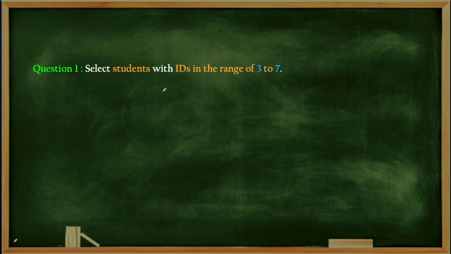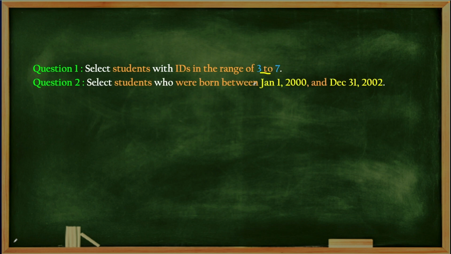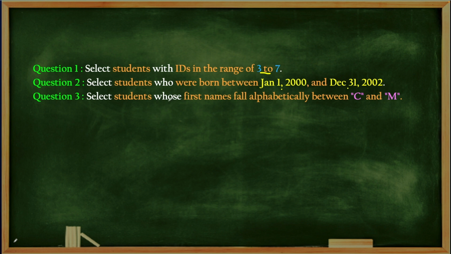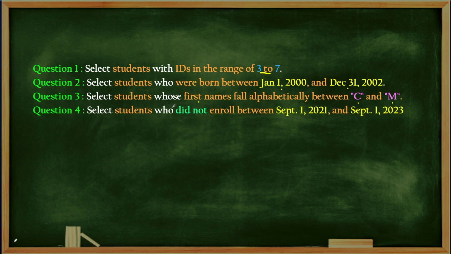Question number 1 is we are trying to select the students with IDs in the range 3 to 7. After that, we're going to select the students who were born between these two dates. Third question is we are going to find the students whose first name is between these two alphabets. Fourth question is we are going to select students who did not enroll between these two dates.